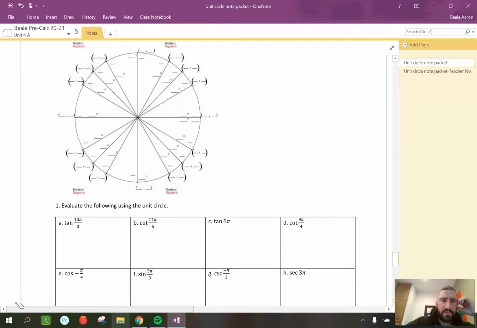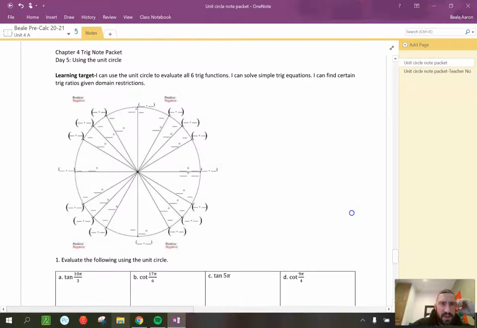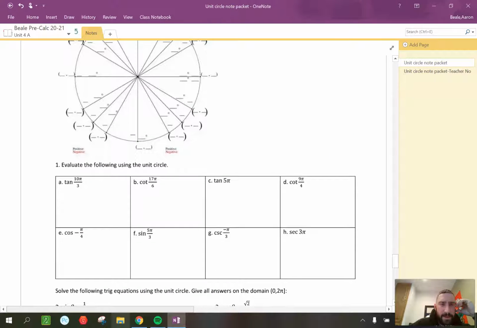Hey everybody, let's start right into this with some evaluations of the unit circle. So let's work through this first table here in the day 5 notes.